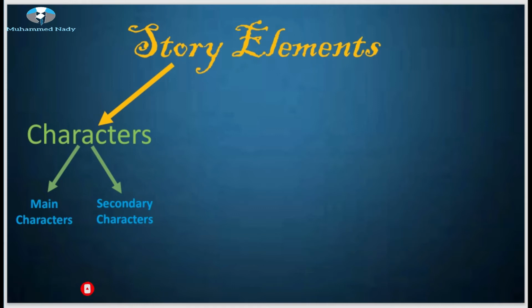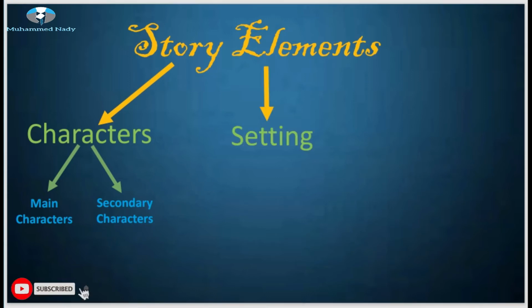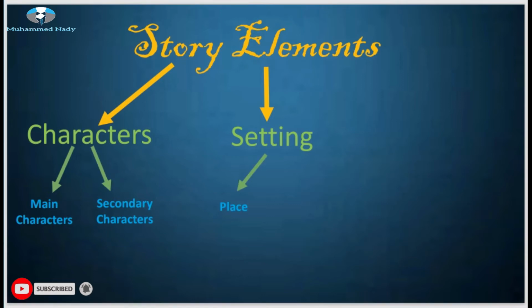For example, if I'm talking about someone, but he's not in the story, then this is not a part of the characters of the story. The next part is the setting. What is the setting of the story? The setting of the story is divided into two things. The first one is the place where the story happens, and the second one is the time when the story happens. So whenever you have a question asking you about the setting of the story, that means he's asking you about the time and the place of the story.